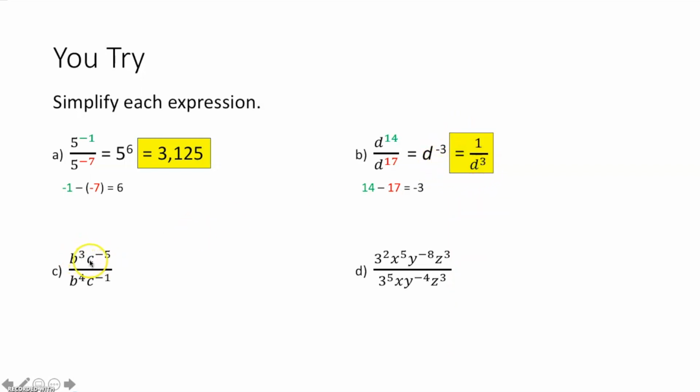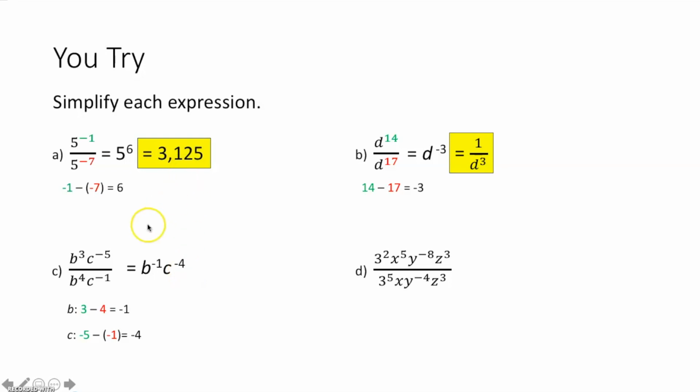Here, b to the third times c to the negative fifth over b to the fourth times c to the negative first. Again, we're going to divide each of these variables separately and then multiply them together. So what's b to the third over b to the fourth? Well, again, since you're dividing like bases, you subtract the exponents. What's 3 minus 4? That's going to be negative 1. So we get b to the negative first, and then c to the negative fifth over c to the negative first. When you're dividing like bases, subtract those exponents. So negative 5 minus negative 1, same thing as negative 5 plus positive 1, that's negative 4. So we get b to the negative first, c to the negative fourth.